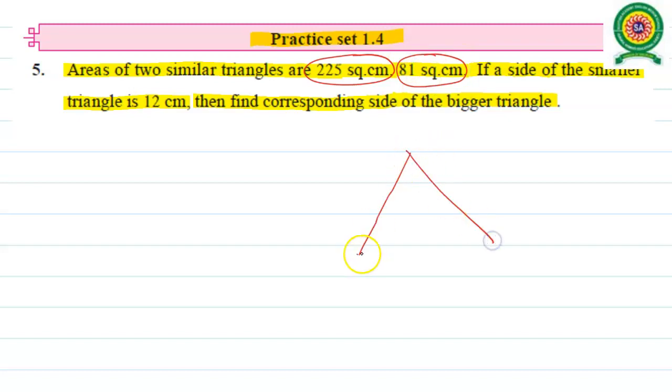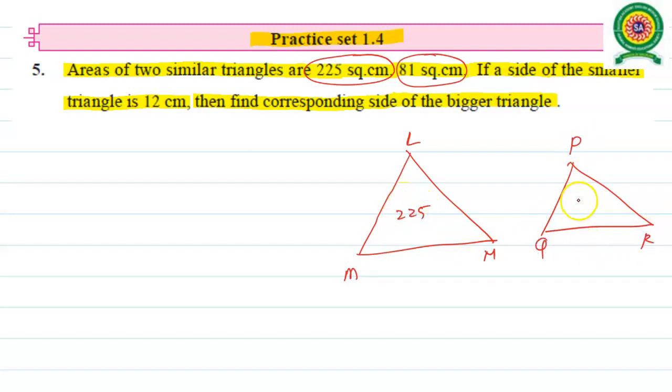So let us try to draw the figure. Suppose we have triangle LMN and triangle PQR. The area of triangle LMN is given as 225, and the area of triangle PQR is 81. The smaller triangle is PQR, and the bigger triangle is LMN. For a side of the smaller triangle, take any one side, suppose I take PQ. PQ equals 12 centimeter. Then try to evaluate the corresponding side. PQ corresponds to LM, so try to evaluate the value of LM. How will we get the value of LM?